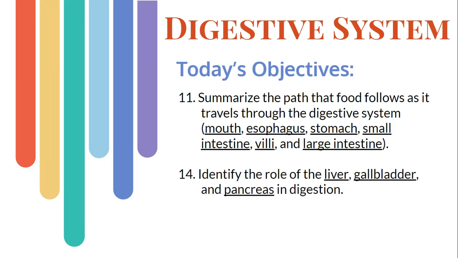The objectives that we're covering today are objectives 11 and 14. We're just going to walk through the pathway that food takes through our digestive system, or our digestive tract, and then we're also going to talk about some of these accessory organs, the liver, gallbladder, and pancreas, and how they contribute to our digestive system.